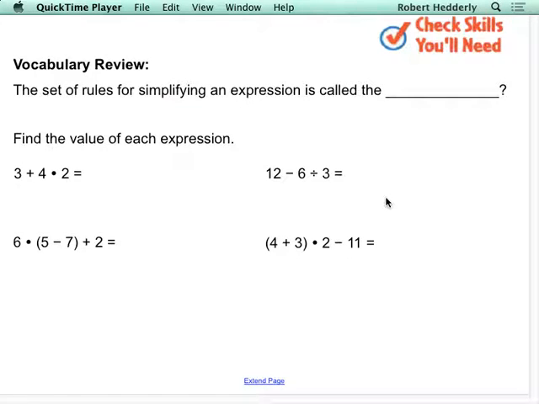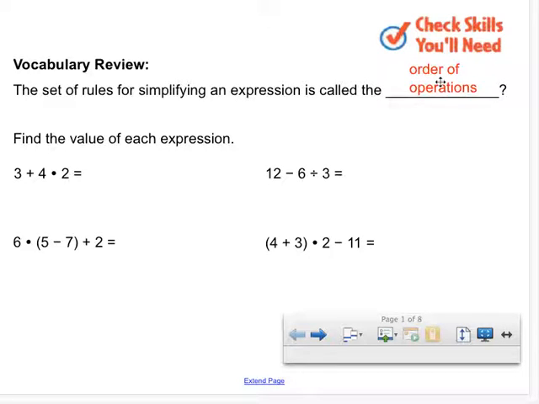Here we go. The set of rules for simplifying an expression is called the, yes? Order of operations. Now, throughout the day, I've had students saying PEMDAS, and that kind of helps you remember the order of operations, but that's not really the order of operations. Does that make sense? So you're not going to see PEMDAS as a multiple choice answer on a test or a quiz. Do you guys understand? So use the correct terminology. It's order of operations.